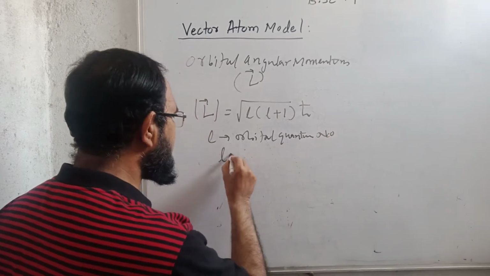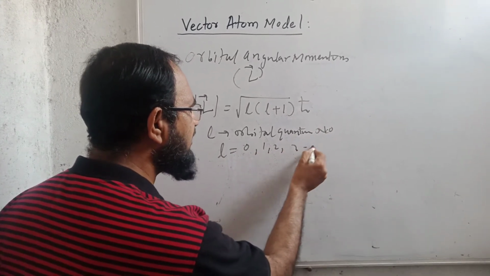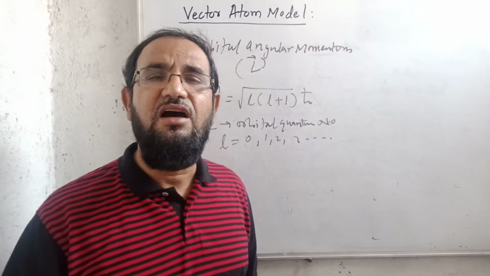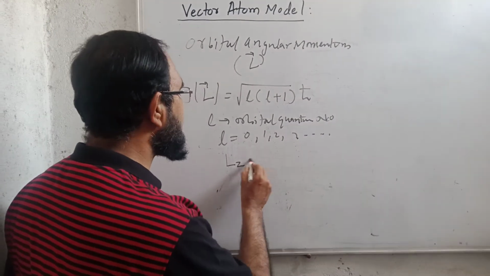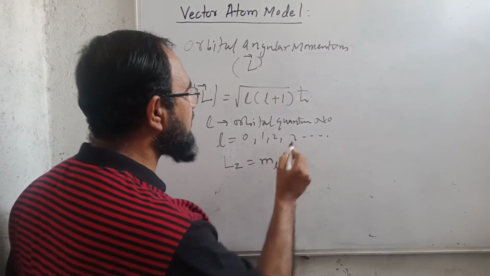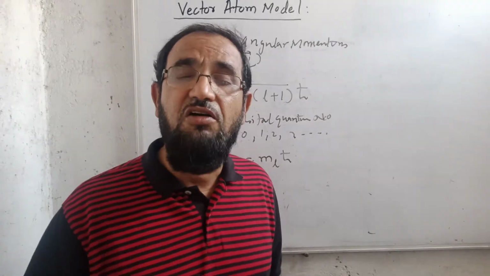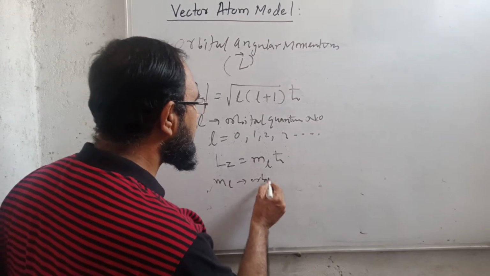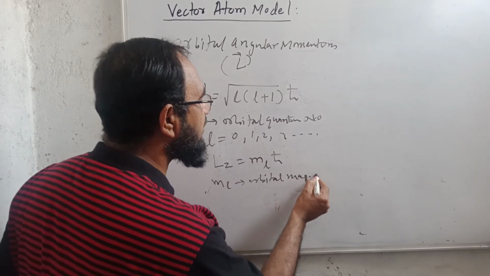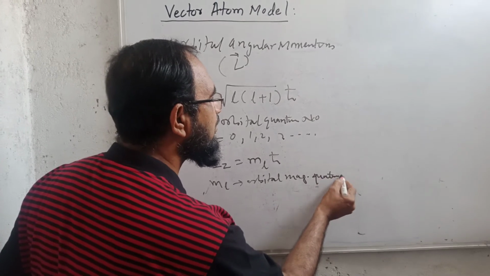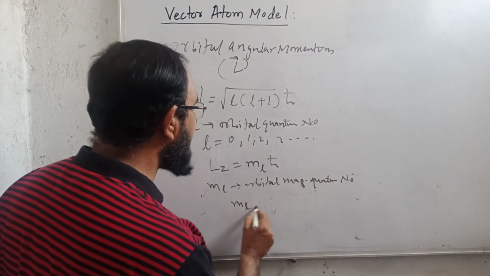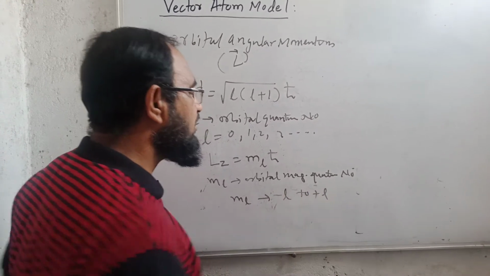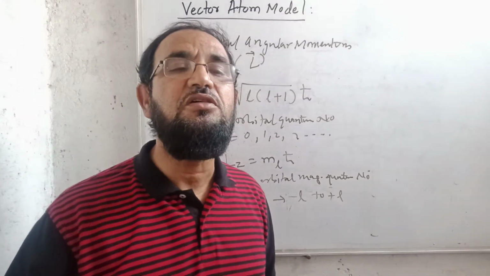The value of l will be 0, 1, 2, 3 and so on. Now we can write the component of L along the z axis, that is Lz is equal to ml into h cross, where ml is called the orbital magnetic quantum number. The value of ml will vary from minus l to plus l.